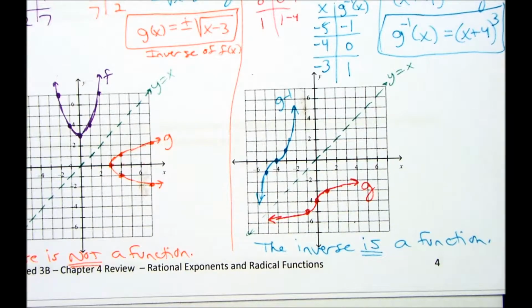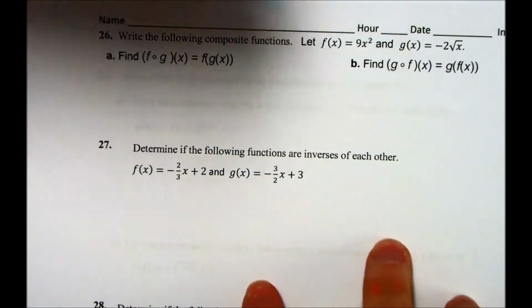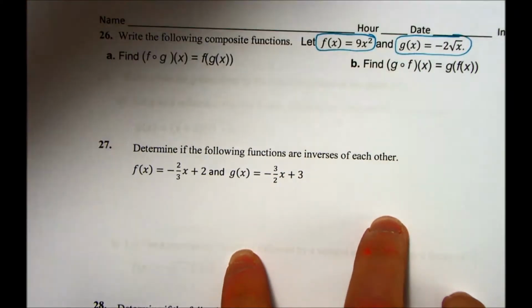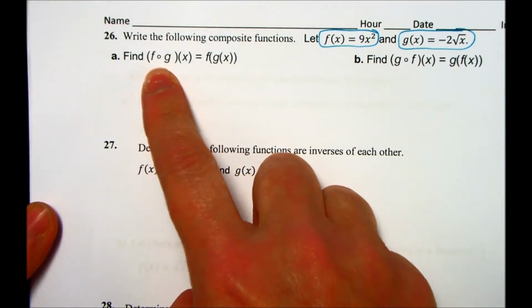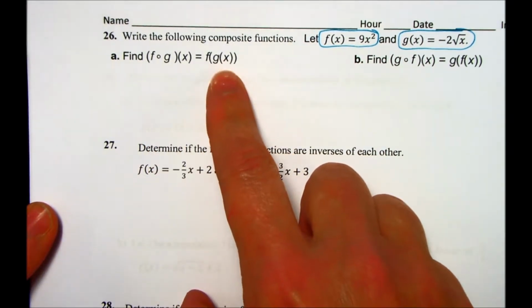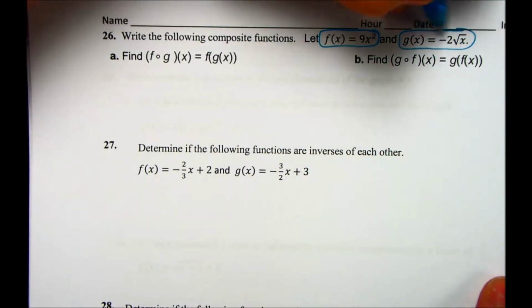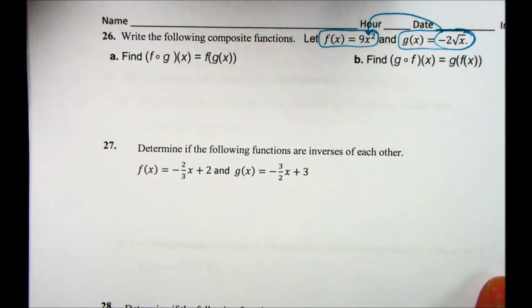All right, moving on to page 5. So on page 5, number 26, it says to write the composite function. They're giving us f of x and g of x, and they're asking us to write the composite function f of g of x, which means you're going to substitute the g of x function into the f function. So we're going to take what g of x equals, which is negative 2 square root of x, and you're going to substitute it into the f function.